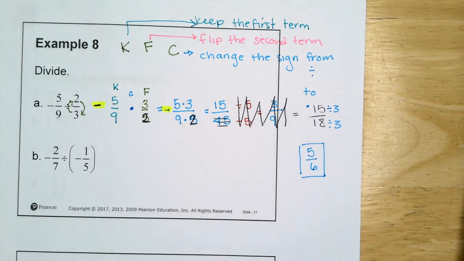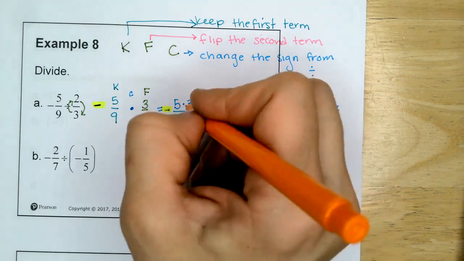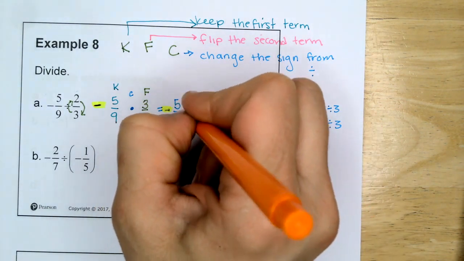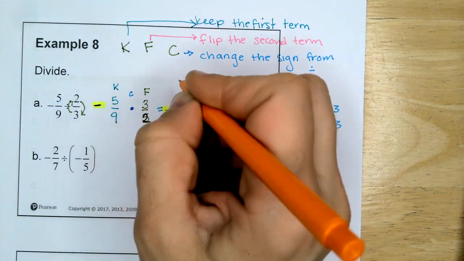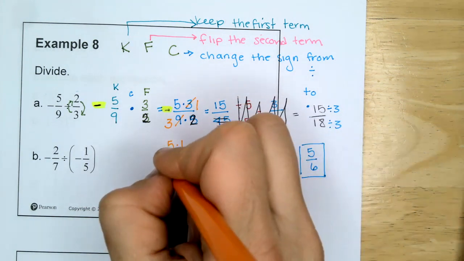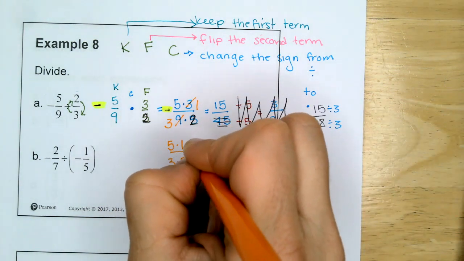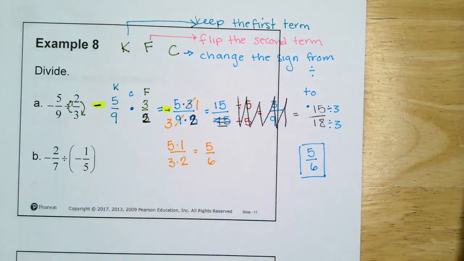You could also see when we're saying 5 times 3 and 9 times 2, you can simplify. 3 divided by 9 is also 1 divided by 3. In that case, you have 5 times 1 over 3 times 2, which is 5/6. I know this is complicated at first, but it will get easier the more you do it. It's worth doing just to have fluency with fractions as you move forward in algebra classes.